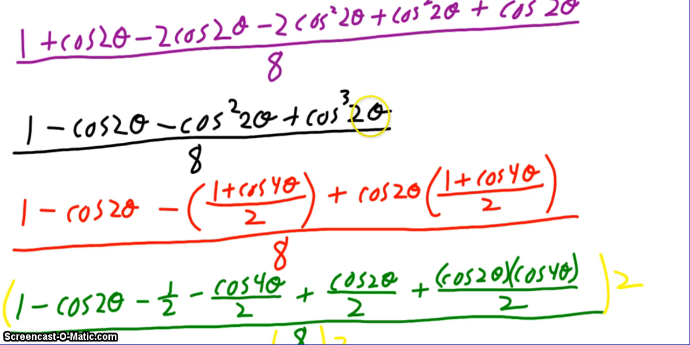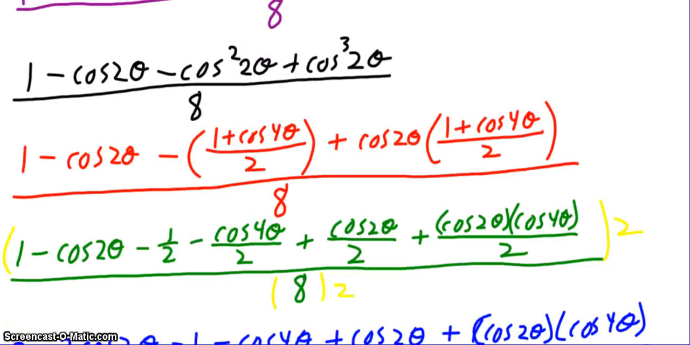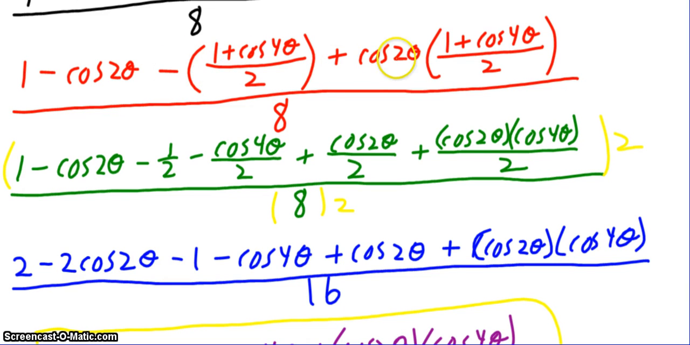Cosine cubed 2 theta, I'm going to split this up into cosine of 2 theta times cosine squared 2 theta. So that's how I end up with cosine 2 theta and then times 1 plus cosine 4 theta over 2. Now I split everything up and distribute, so this negative becomes negative 1/2 minus cosine 4 theta over 2. Cosine 2 theta times 1 divided by 2, you get cosine 2 theta over 2 plus cosine 2 theta times cosine 4 theta over 2. Since these are not the same angle, I can't combine them, so that's actually nice and makes the problem a little bit easier.